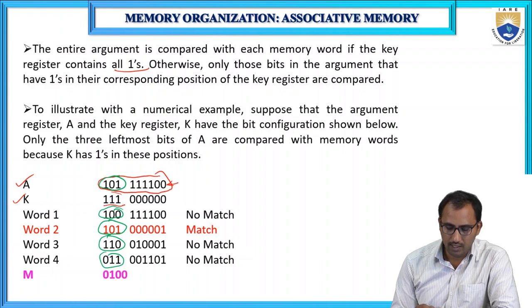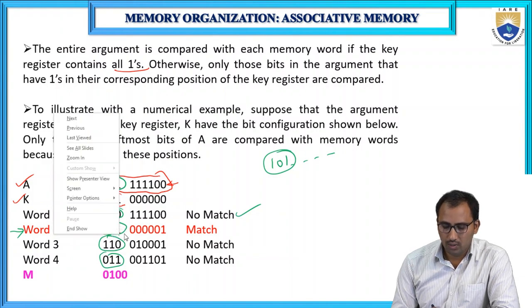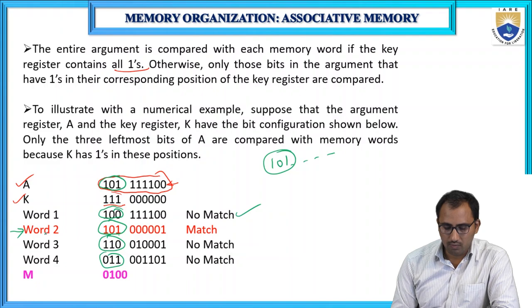See, what is the data of the first word? Word 1 is 100. But what are we searching? 101. This is the word we are searching, so we are searching for words starting with 101. But word 1 starts with 100, so this is not matched. Next, we compare the second word. Word 2 starts with 101. So 101, 101, both are matched.